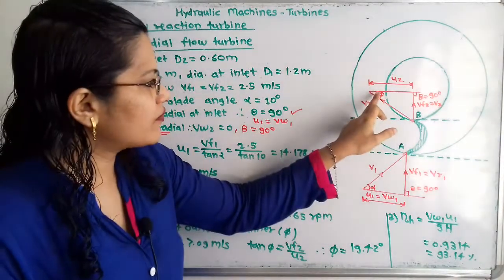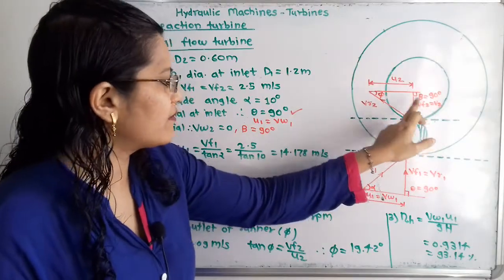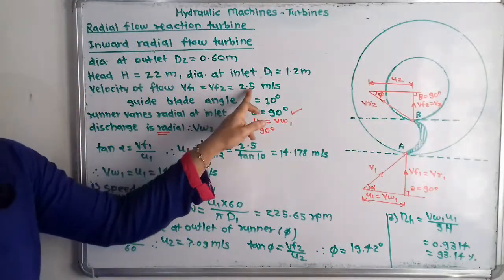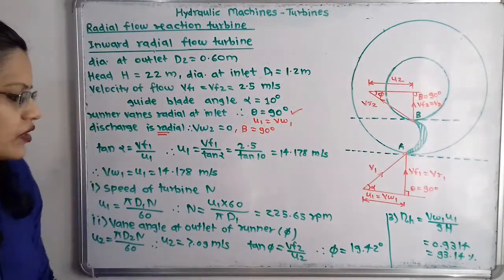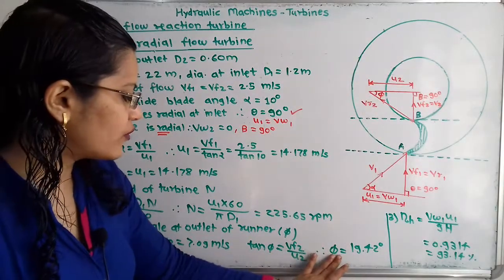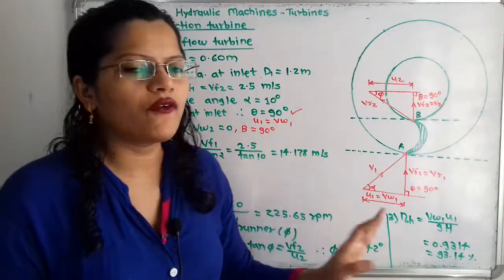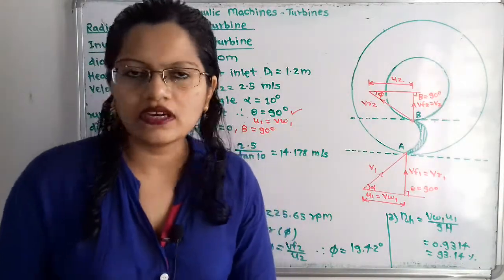And then what is the value of tan phi? Tan phi is equal to Vf2, which is also known, that is 2.5, divided by U2. So we get the value of phi. Phi is equal to 19.42 degrees. So this is the answer.